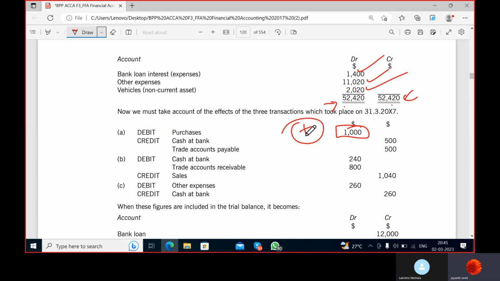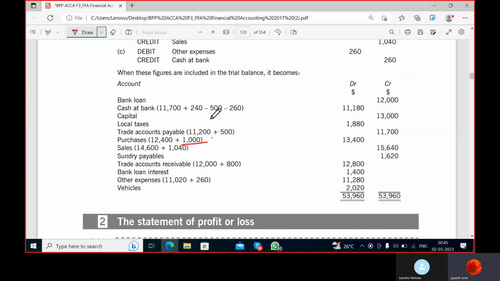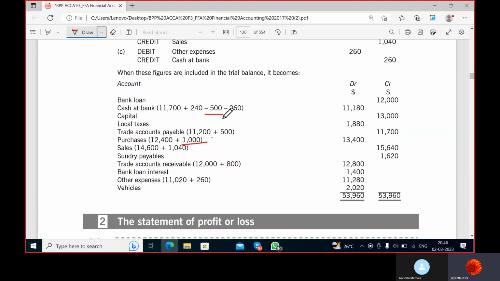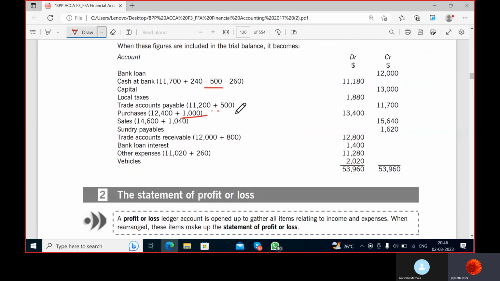Yes. Your expense is increasing now, so an increase in expense you will add, and cash at bank is in the credit, so the cash account will decrease. Why? Because it's a payment. Asset account, when it increases it's debit, when it decreases credit, so I'll deduct 500 from the cash account. And payables, increase in liability is credit, so I'll add to the payables account. So the same thing I'm going to do. Purchases I'm going to add 1000. Cash account I'm going to subtract 500, because it's a payment, my cash account is decreasing. And payables I'm going to add 500 because my liability is increasing.